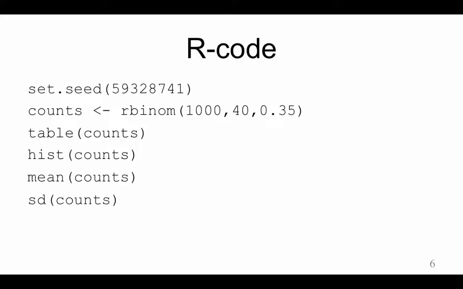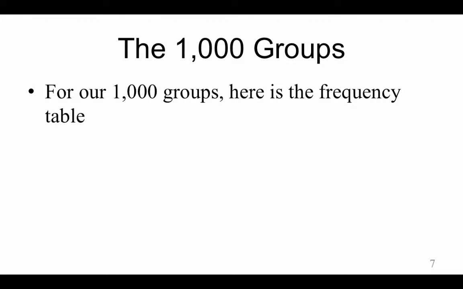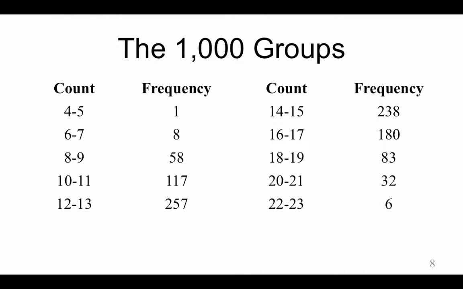The purpose of the code is to generate a data set of 1,000 values where each value is a group of 40 and the number of people who pass the exam from that group of 40. For our 1,000 groups, here's the frequency table. We notice that there are very few groups in which there were only 4 to 5 students passing the exam. In fact, there's only one group out of 1,000. Likewise, there were only 6 groups in which 22 to 23 students passed the exam.